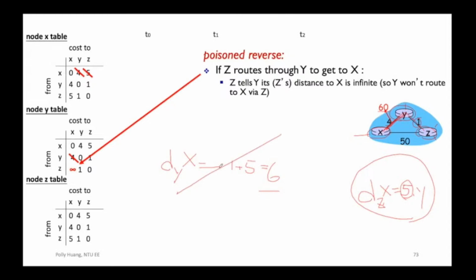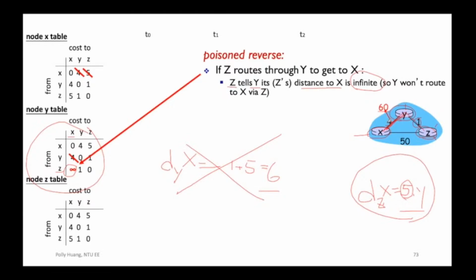So to avoid confusion such as this, we should stop Z from continuing to tell Y this is the shortest distance. So Z tells Y instead that the distance to X is not 5, but infinite. And that is what you're seeing here: the distance from Z to X in Y's table is now infinite. And how do we achieve that?